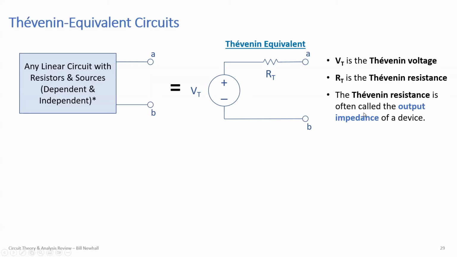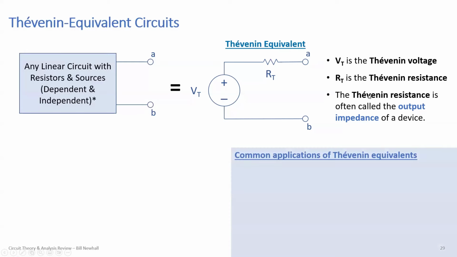Usually that output impedance is real. Often it is. So the output impedance is actually an output resistance. So if you hear someone talk about the output impedance of a function generator, the output impedance of a function generator is usually 50 ohms real. But you won't often hear, what's the Thévenin resistance of a function generator?